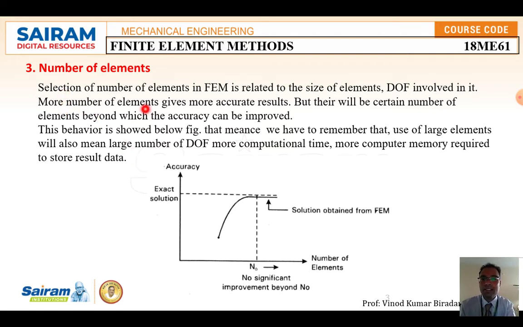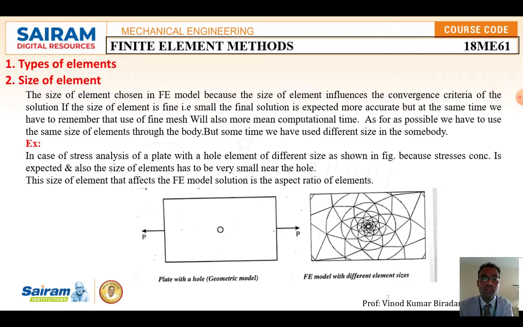The selection of the number of elements in a finite element method is treated like the size of an element, and it also involves the degrees of freedom. If you divide into more number of elements, more degrees of freedom will be there, so solving is also a little difficult and complicated. More number of elements gives a more accurate result, as I already told you. But there will be a certain number of elements beyond which the accuracy cannot be improved.